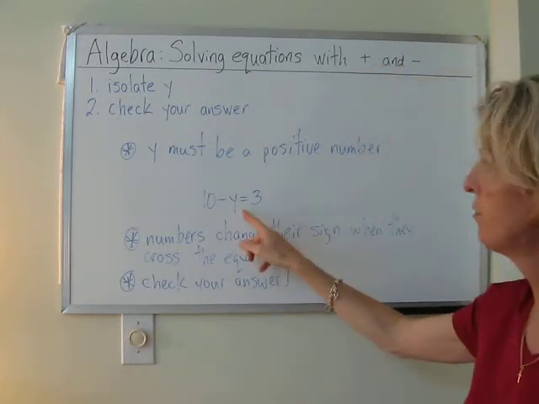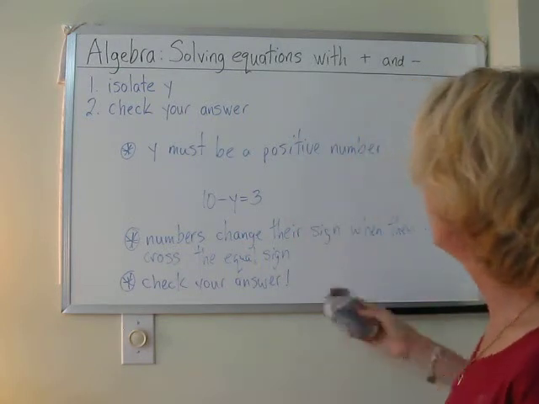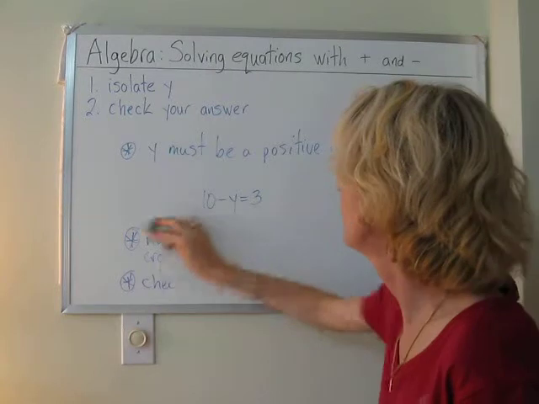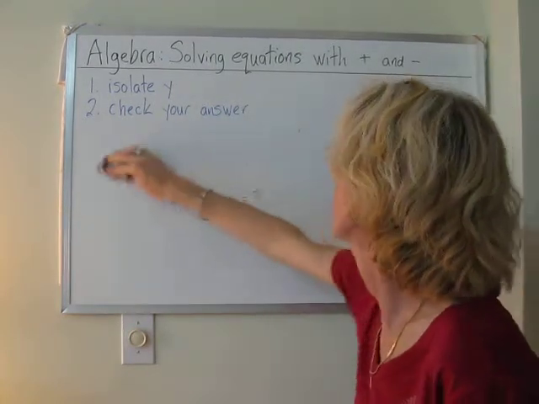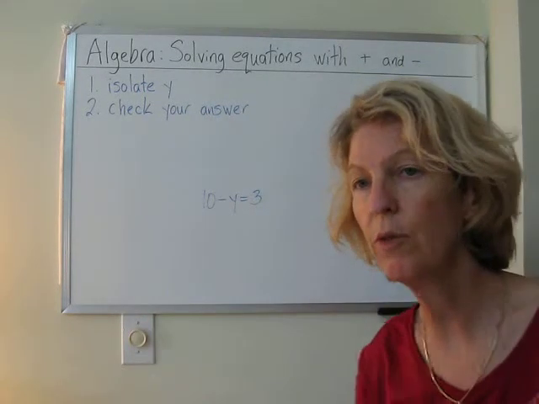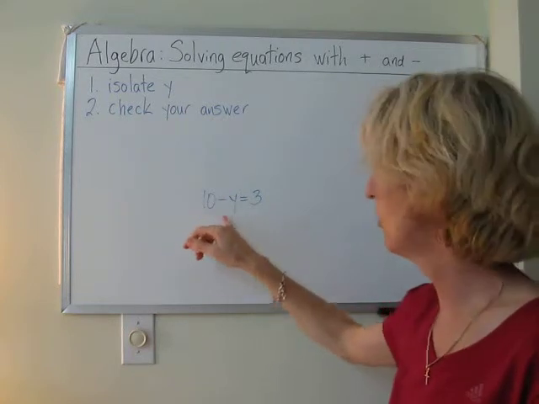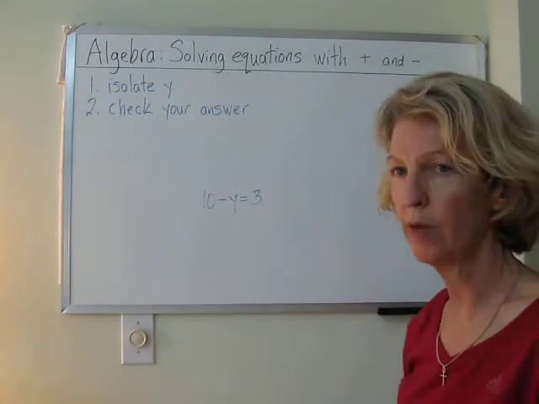Should we hurry and solve this one? 10 minus y equals 3? Sure. Good. And then this will be our last one. Okay. What's the first thing that you want to do? Make y positive first. Great. And how do we do that, honey? Jump. Y is a negative number on this side of the equal sign. It crosses over, it becomes positive, right?